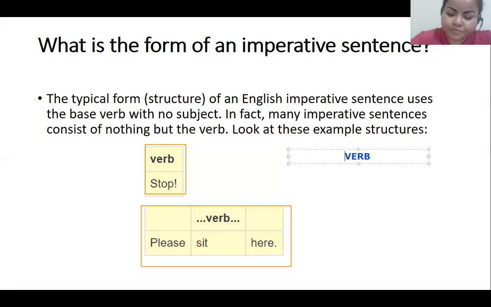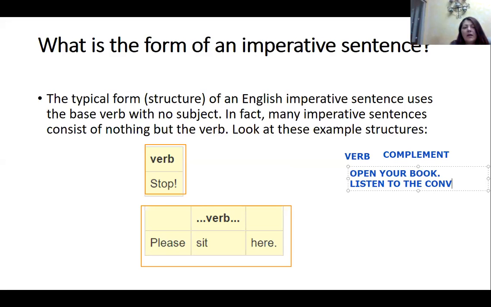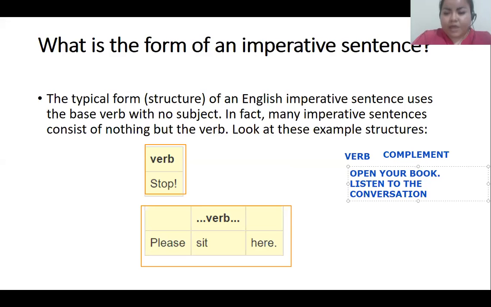I can say, for example, here, open your book. So this other part is going to be the complement. Verb plus complement. Open your book. What else can be another command? For example, stand up. Stand up, okay, very good, stand up. Okay, very good. Listen to the conversation.